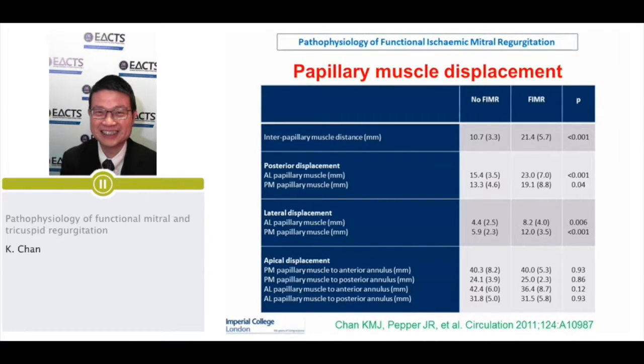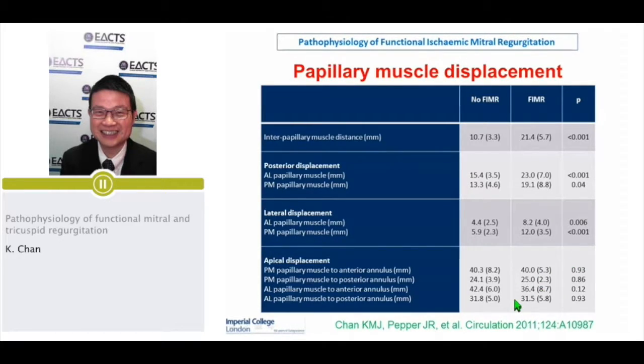Papillary muscles are displaced, as we mentioned, in ischemic MR, but in what direction are they displaced? They are certainly displaced away from each other, as you can see in this group with functional MR compared to those with no functional MR, a significant displacement away from each other. They are displaced posteriorly and laterally, you can see significantly, but not apically.